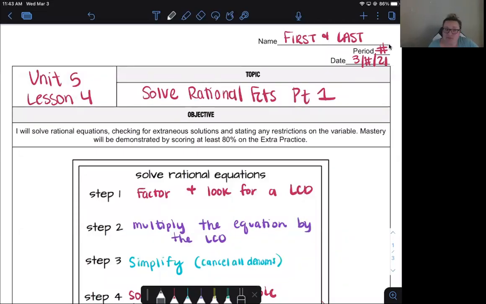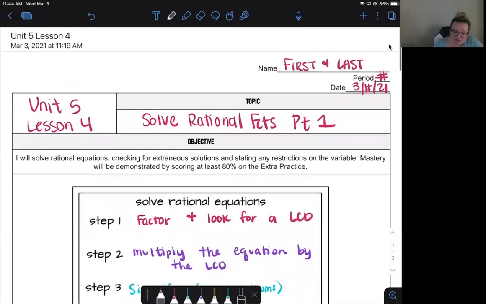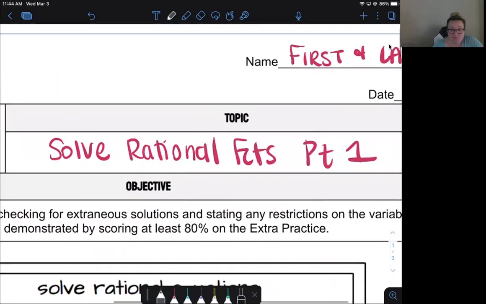Today we're going to be doing Unit 5, Lesson 4. Don't forget to put your first and last name, period, and the date in the upper right-hand corner of your notes. Today's main topic is solving rational functions, part 1.